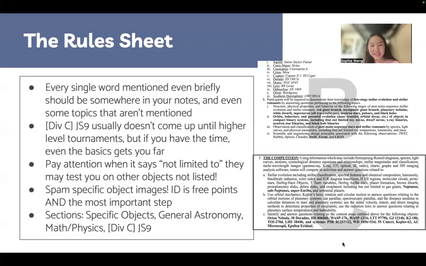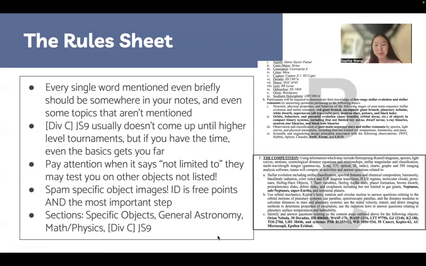So next is to pay attention when it says not limited to. They can and will test you on objects that aren't listed. Like here in the Division C rules, they say including but not limited to, and then they list a whole bunch of things that can be found in compact binary systems. But it should also be part of your job to search up what could possibly appear in a compact binary system. And even if it's not on this list, you should still put it in your notes.